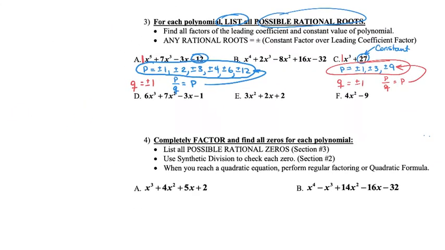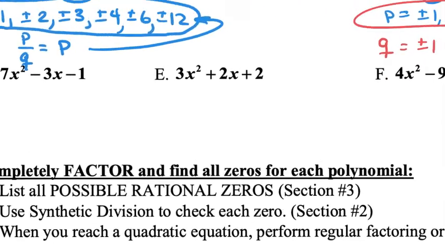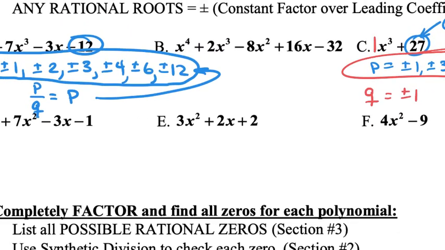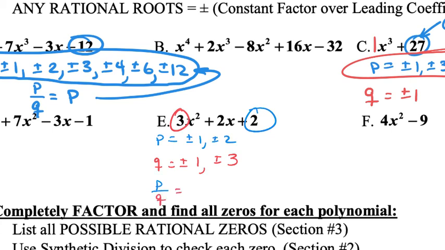Now let's look at one. Now we'll do two. I'll do one here. Let's do E. You can do the others on your own. Here's our P list, again looking at the constant term. Here's our Q list, looking at the lead coefficient. And then here is our possible rational solutions. Could be 1 over 1, which is 1.